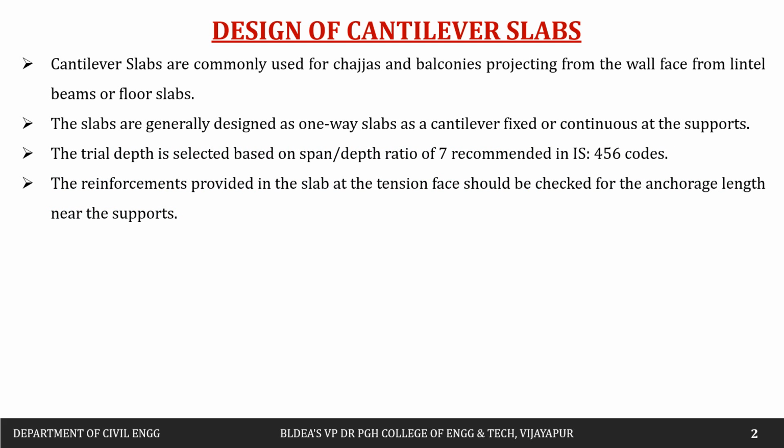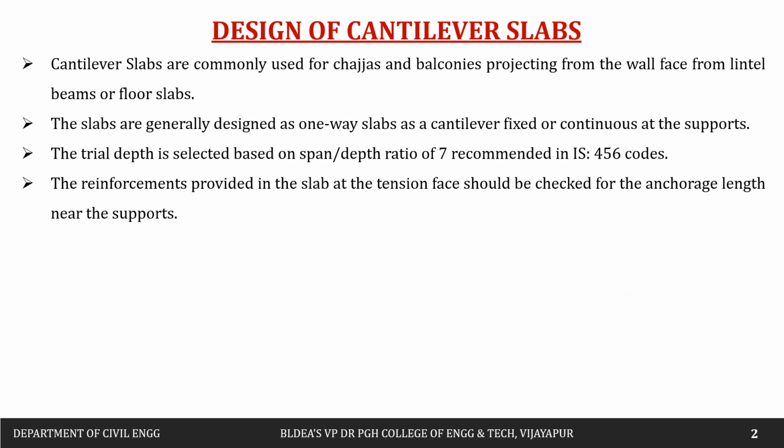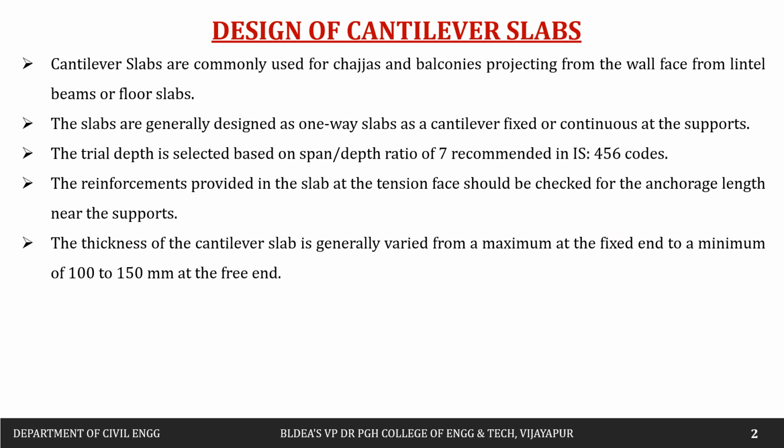The reinforcement we are going to provide, if you see, this is the projection we have, the top reinforcement has to be checked whether we have provided proper anchorage or not. The thickness of the cantilever slab is generally going to vary from maximum at the fixed end to a minimum of 100 to 150 mm at the free end.